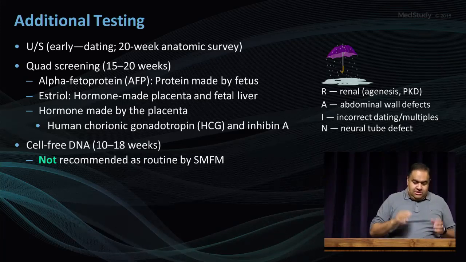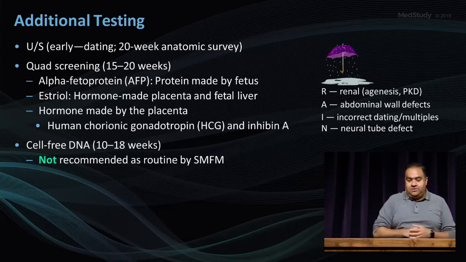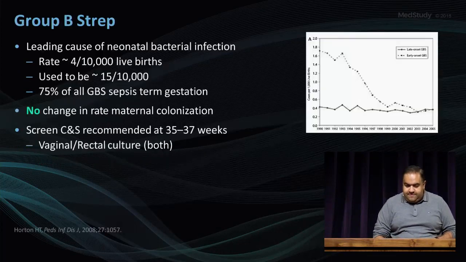So you have low estriol, you have low alpha-fetoprotein, but the beta-HCG is going to be the one differentiating factor between the two, okay? All right, Group B strep.